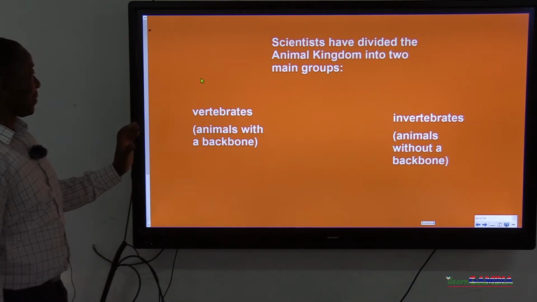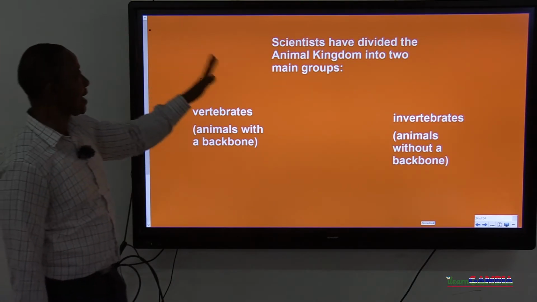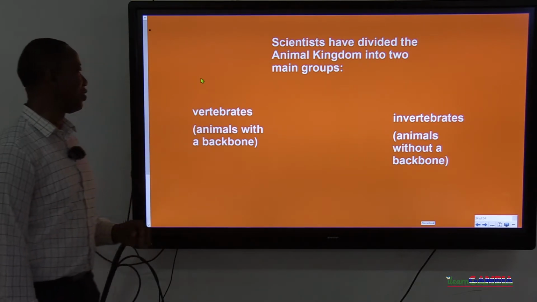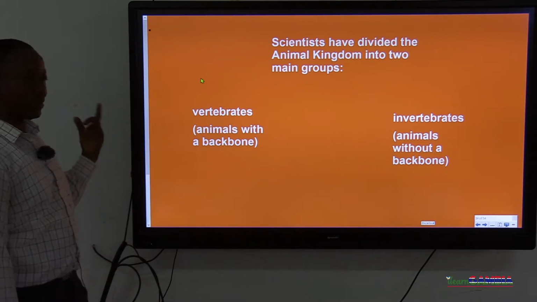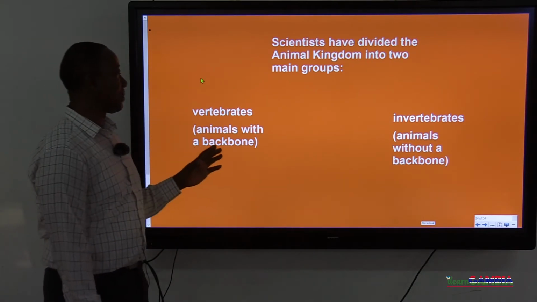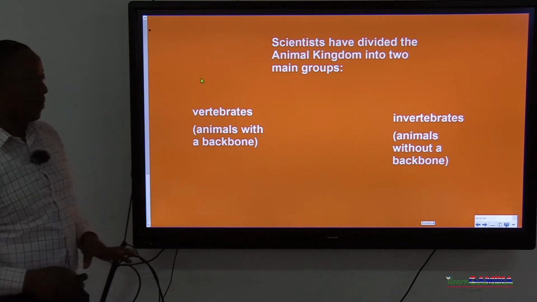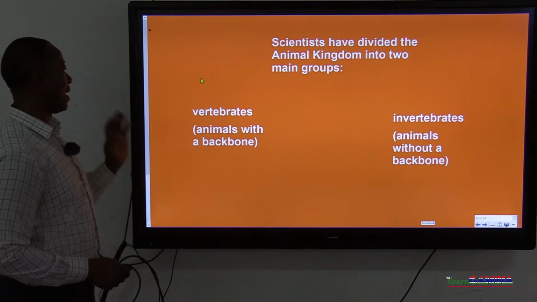And we come to the animal kingdom. Scientists have divided the animal kingdom into 2 main groups. These are the vertebrates, these animals with a backbone, and the invertebrates, animals without a backbone. These are the two main groups for the animal kingdom.